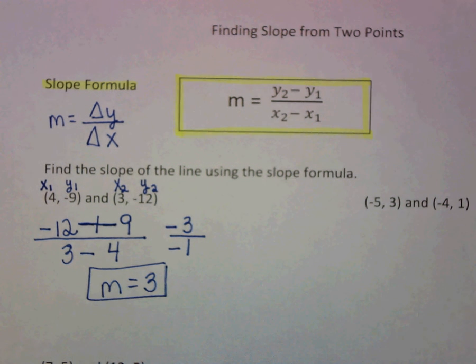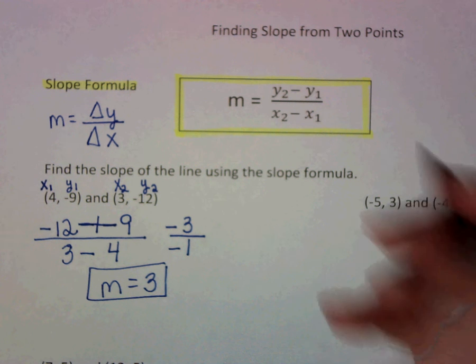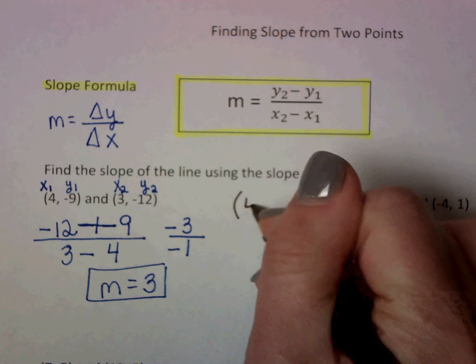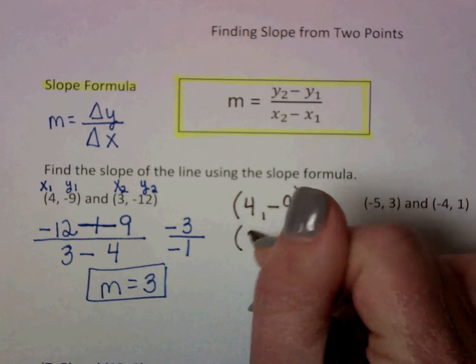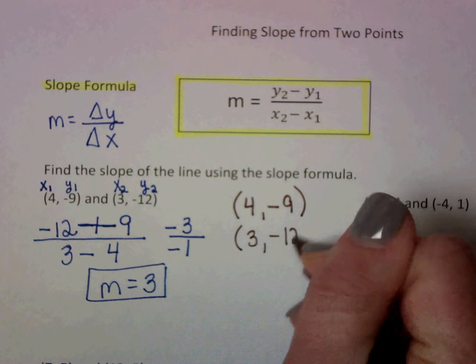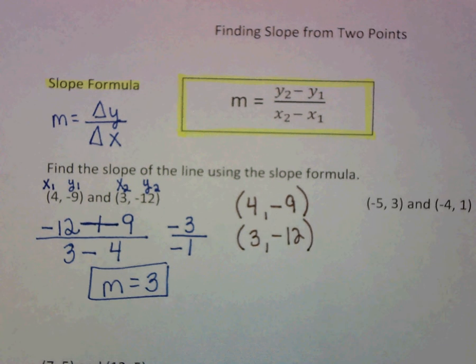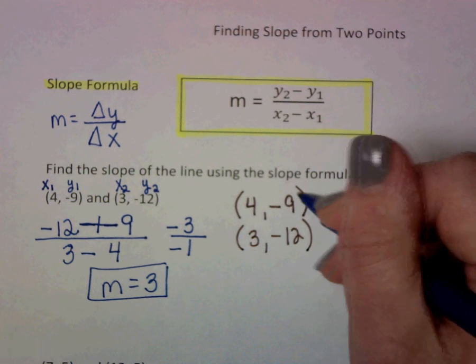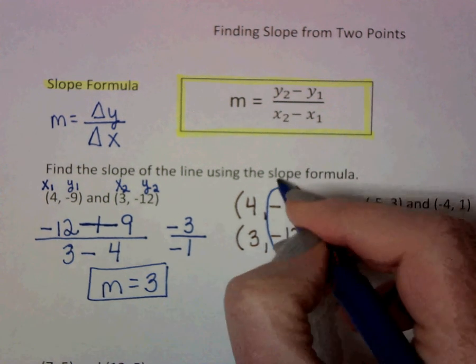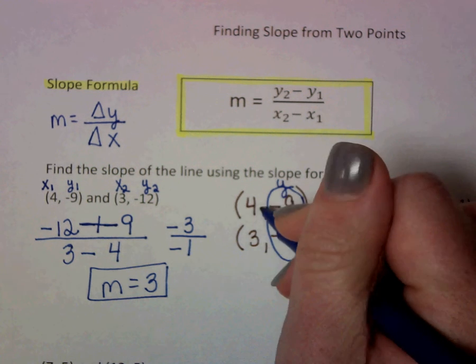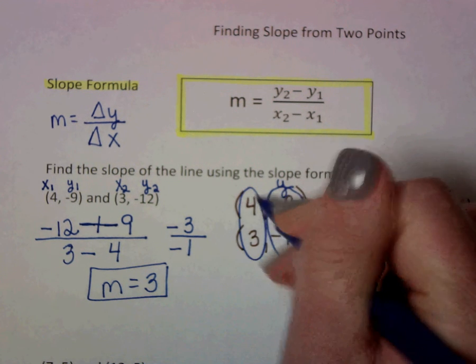Now I told you that there's another way maybe to think about it. We're still going to use the formula. One thing that might help is to take your 2 points and write them on top of one another, something like this. So I'm just rewriting it, okay? And I'm going to circle my numbers that go together. These are going to be my Y values. These are going to be my X values.